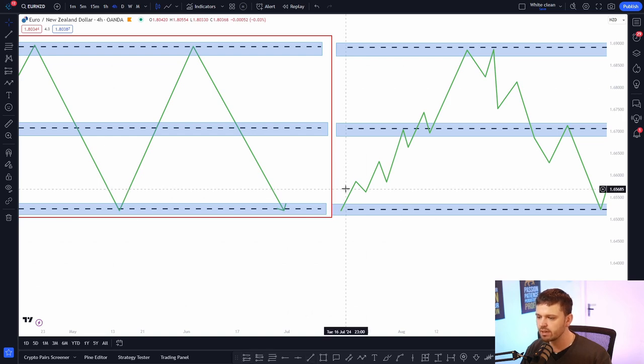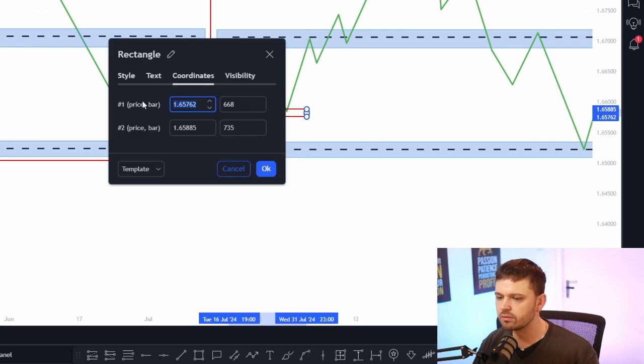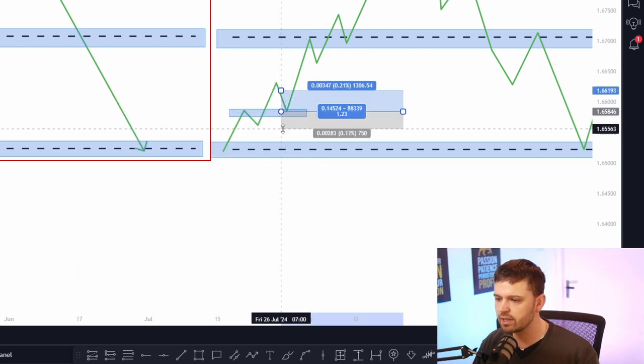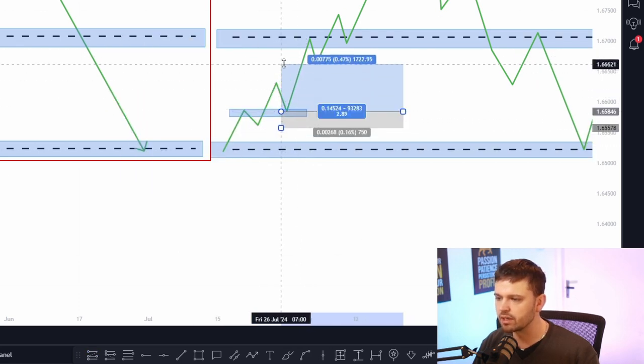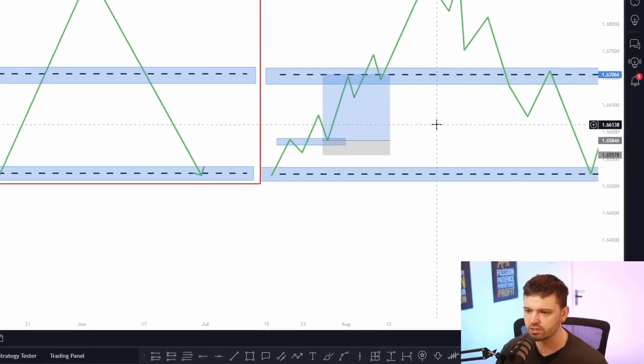Well, you do have a level, okay? You do have a horizontal level right here. What if I get in on that using the break and retest system based on a trending market, but I'm applying the overall idea that this is a high time frame range?